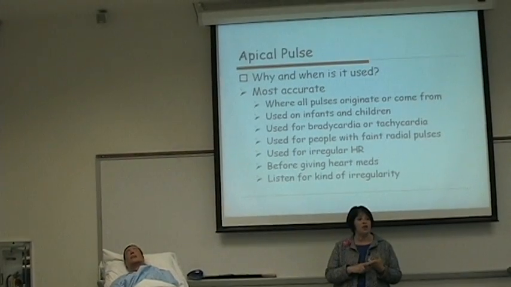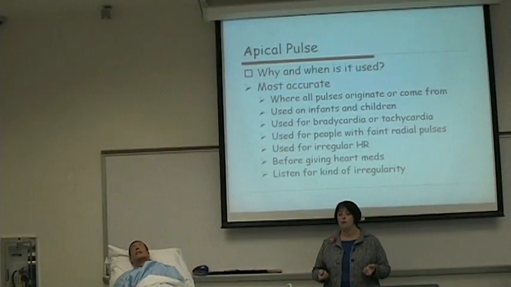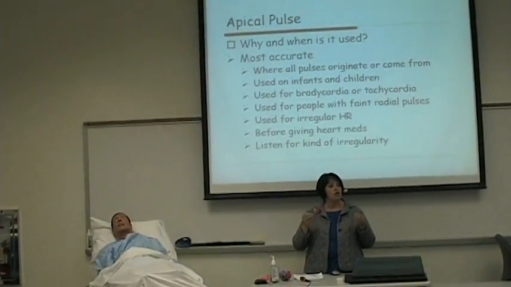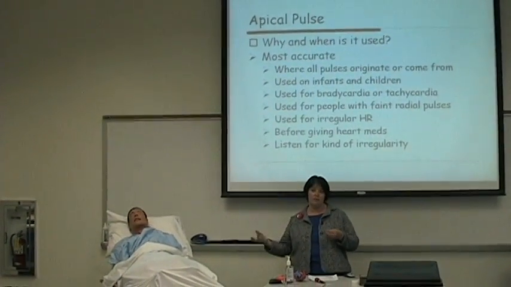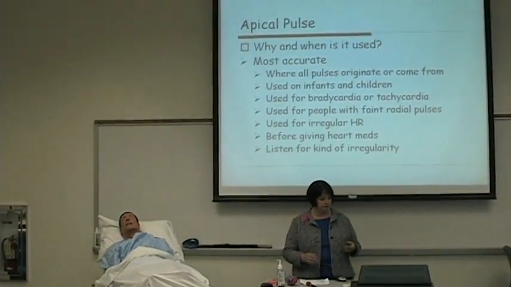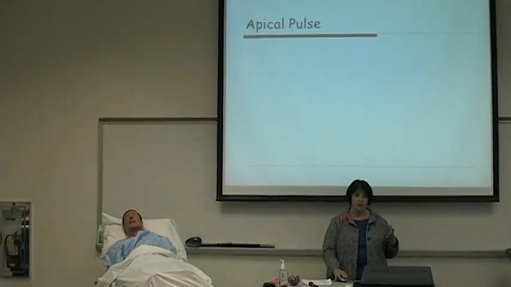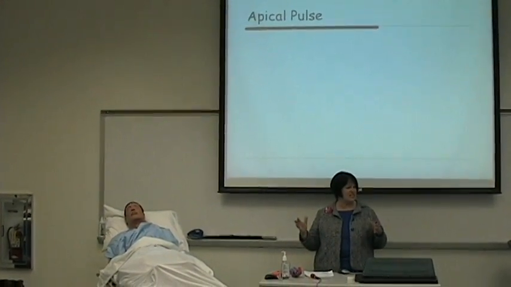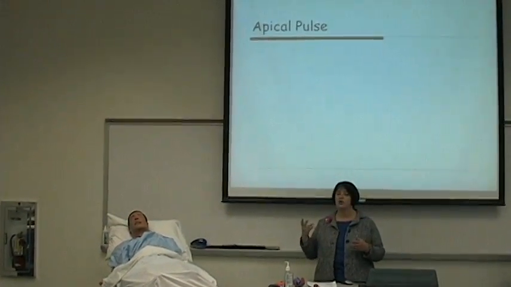It's used for people with bradycardia, tachycardia, or irregular pulses. It's also used for people getting heart medications. Some medications slow down the heart so much, you have to make sure the patient's heart rate is at a certain rate before you give the medication or hold the medication. And usually that number typically is 60. It's also used for anytime anyone has an irregular heartbeat or heart rate. So if you feel for a peripheral radial pulse, and it's a little irregular, like it skips a beat here and there, then you need to automatically go to the apical pulse.